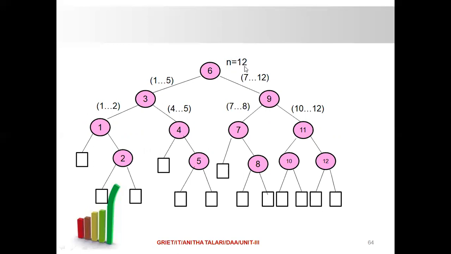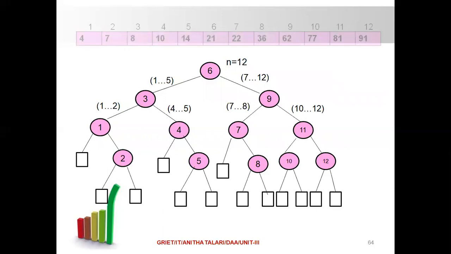So when n is equal to 12, the middle value would be 6. The left side talks about 1 to 5 and the right side subproblem talks about 7 to 12. Again, you're going to calculate the middle element for this list as well as for that list. So you are going to keep on constructing the tree where the node gives you the middle values. Whenever you cannot calculate the middle value, you're going to represent that with a rectangle node, which denotes null.